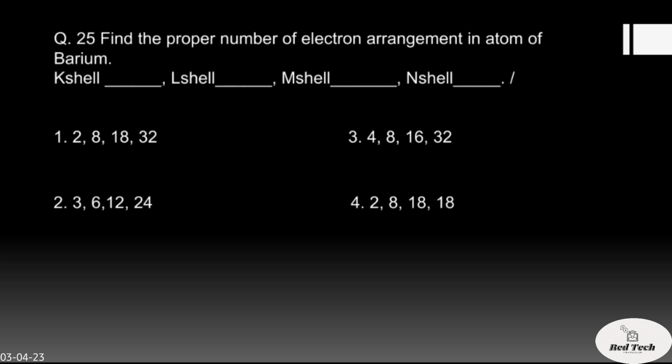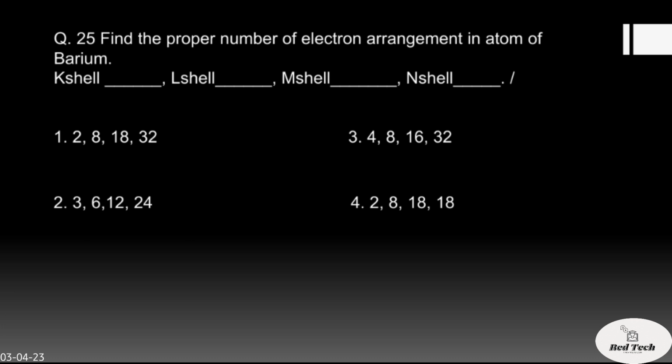Question number 25. Find the proper number of electron arrangement in an atom of barium. So we have to arrange the electrons in a fixed manner, or you can say proper manner, which is given basically in K shell, L shell, M shell or N shell. So options are: option number 1 is 2, 8, 18, 32, option 2 is 3, 6, 12 or 24, option 3 is 4, 8, 16 or 32, and option 4 is 2, 8, 18, 18.